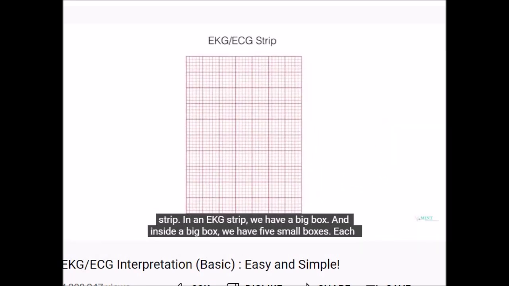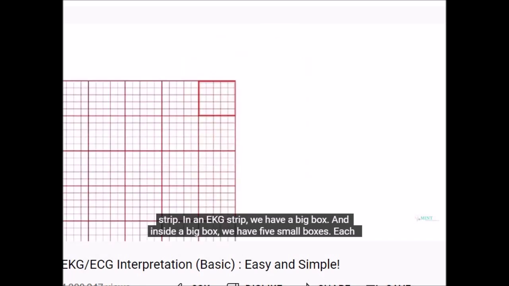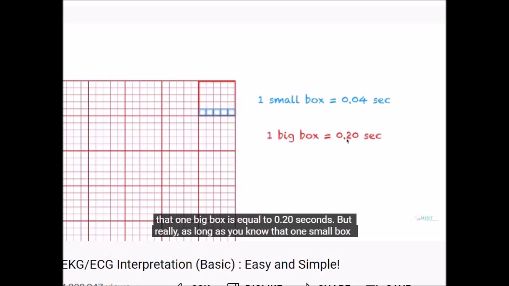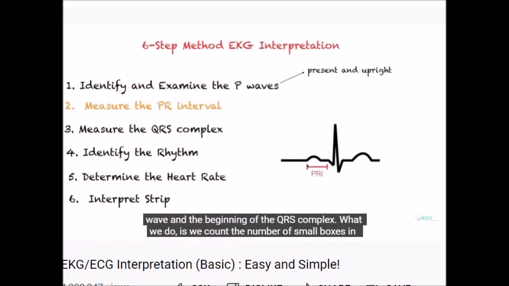In an EKG strip, we have a big box, and inside a big box we have 5 small boxes. Each small box is equal to 0.04 seconds. And so if in a big box there are 5 small boxes, that means that one big box is equal to 0.20 seconds. But really, as long as you know that one small box is 0.04 seconds.